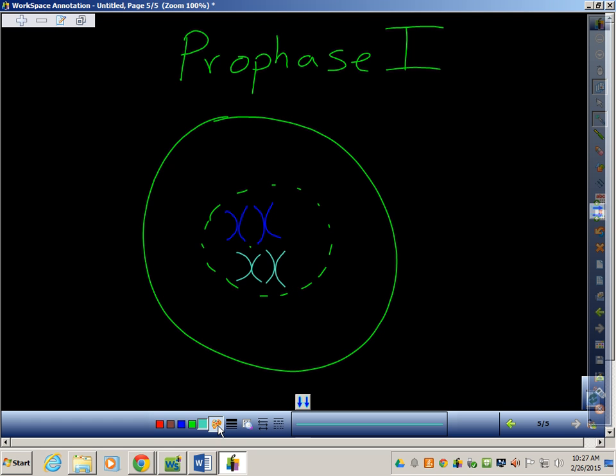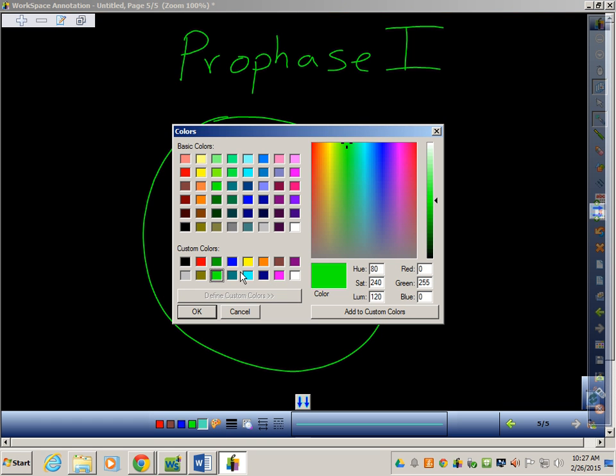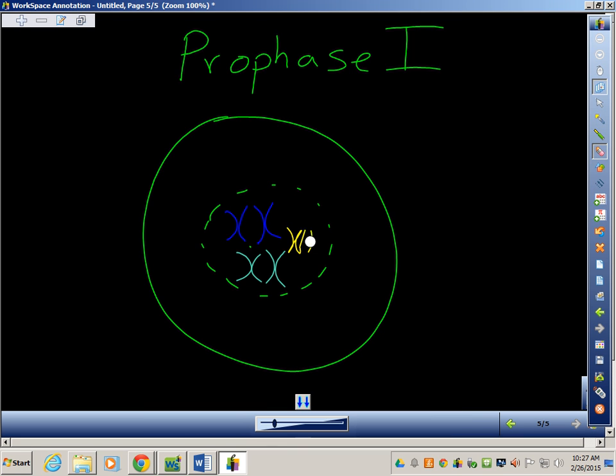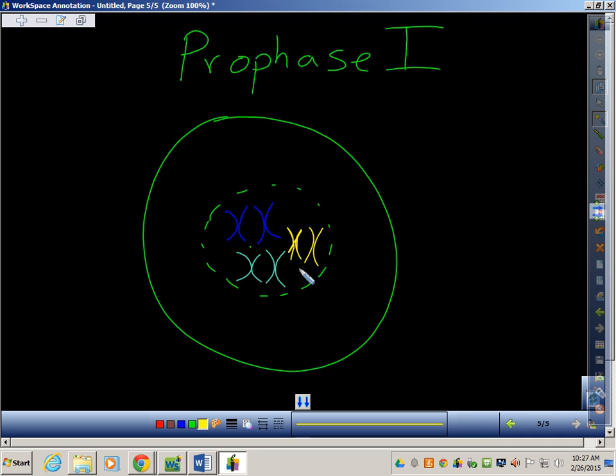Let's do 3 pairs, just like we did with mitosis. We'll do one more, if my computer can handle it. All right. How many chromosomes total are in this cell? 1, 2, 3, 4, 5, 6, right? Okay. All right.